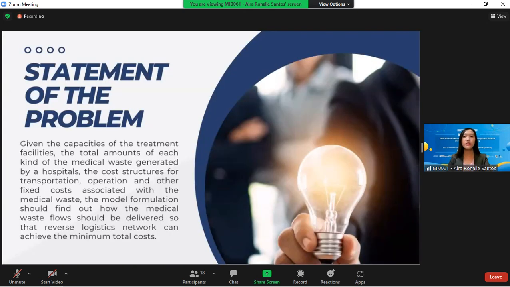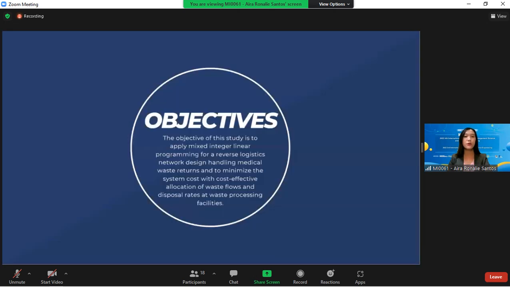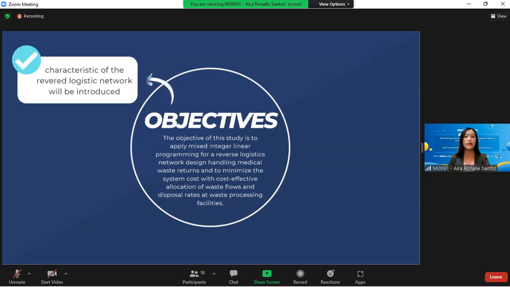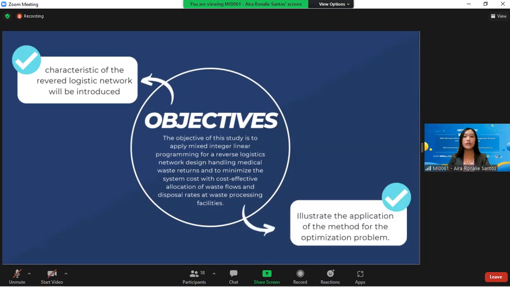So with the increasing health medical waste, the model formulation should find out how the medical waste flows and should be delivered so that the reverse logistic network can achieve the minimum total cost. So the objective of this study is to apply mixed integer linear programming for a reverse logistic network design, handling medical waste returns, and to minimize the system cost with cost-effective allocation of waste flows and disposal rates at waste processing facility. And the paper will introduce the characteristic of the reverse logistic network and illustrate the application and method for the optimization problem.